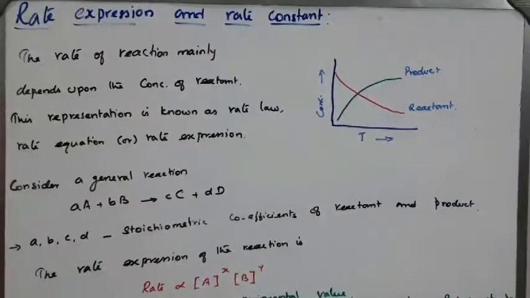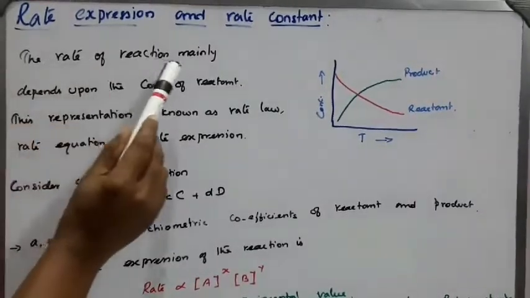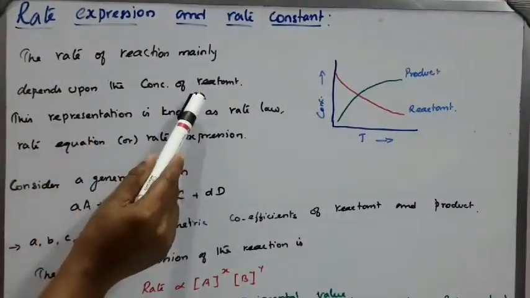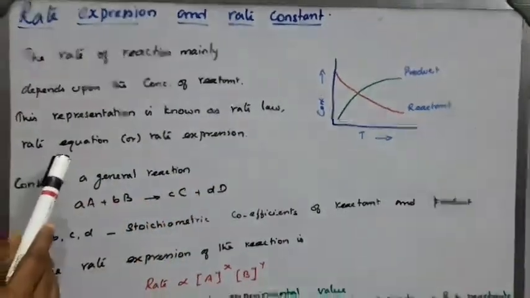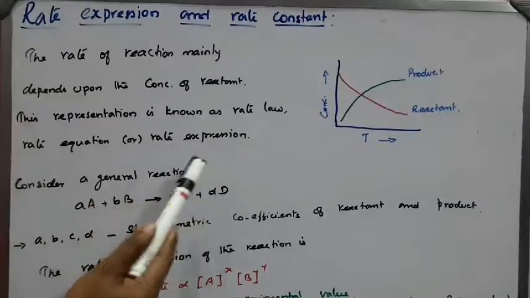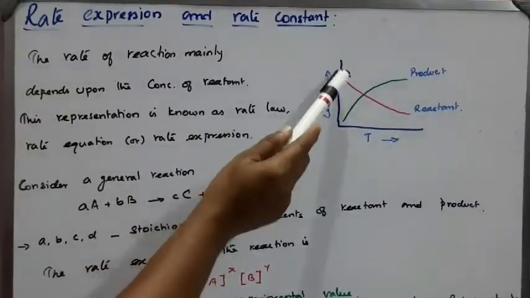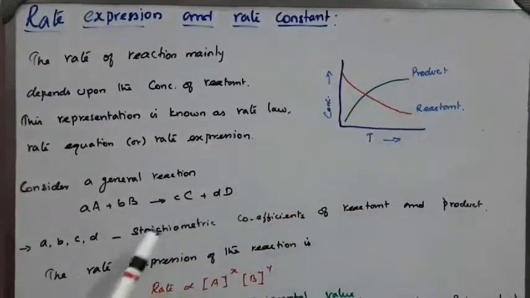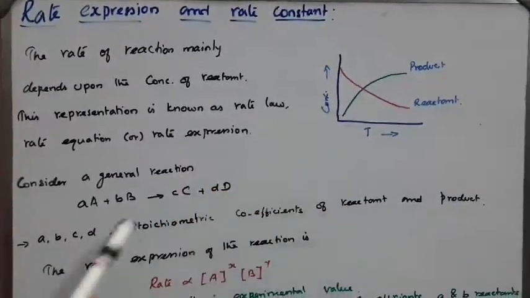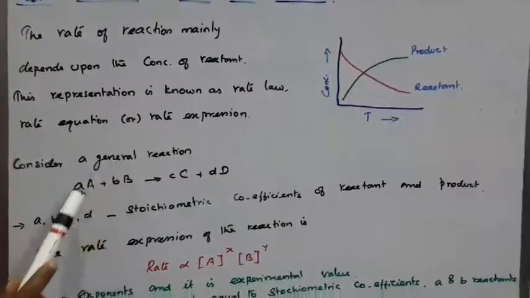Reaction and rate constant. The rate of a reaction mainly depends upon the concentration of reactants. This representation is known as the rate law, rate equation, or rate expression. Always the reactant concentration is decreasing and the product concentration is increasing with respect to time. So consider a general reaction.